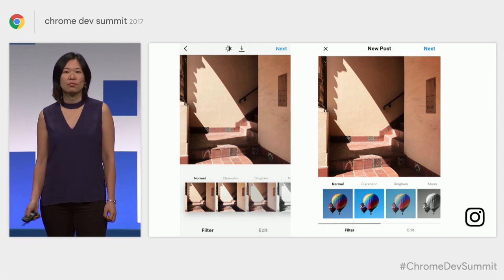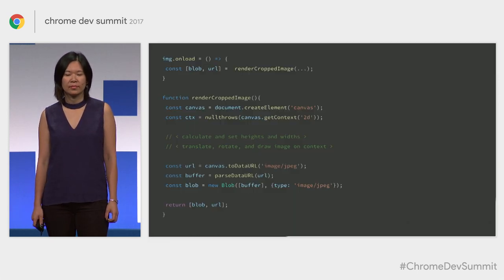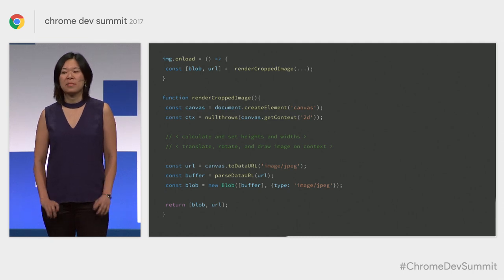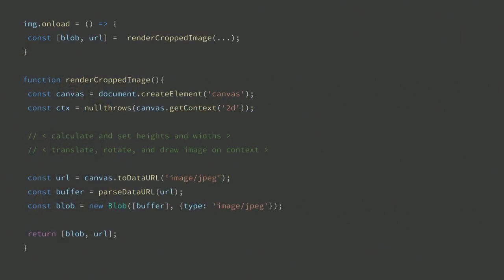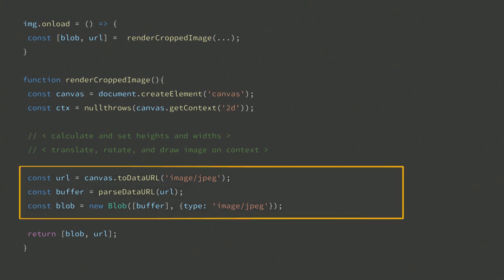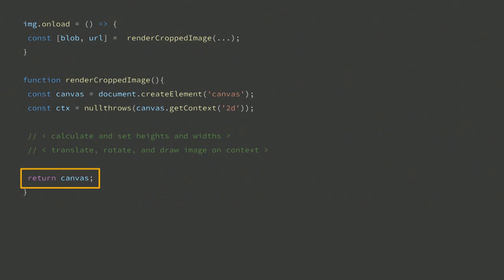So our next step was improving the performance. We started with logging the timing of everything. Instagram always crops photos into a square, and we learned that creating the initial crop was a significant bottleneck. Specifically, we're doing it with a computationally expensive data URL and blob conversion.